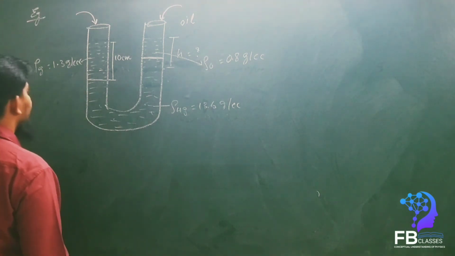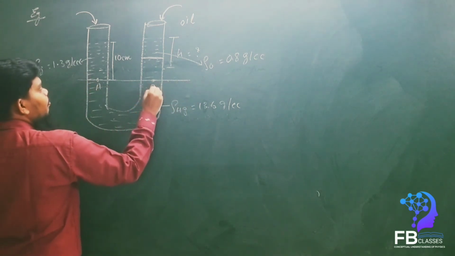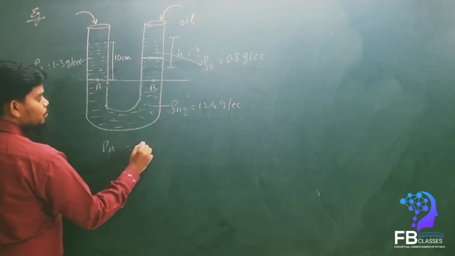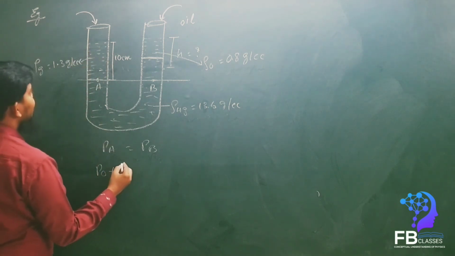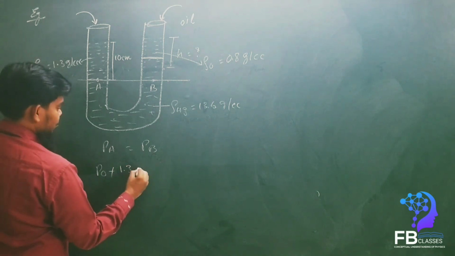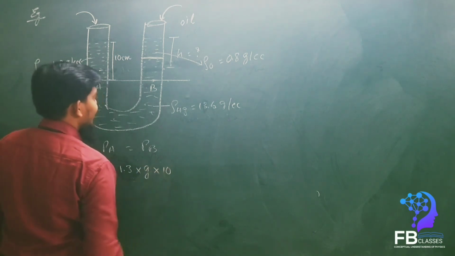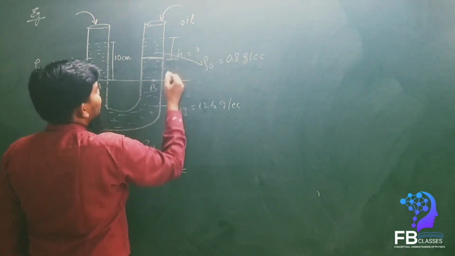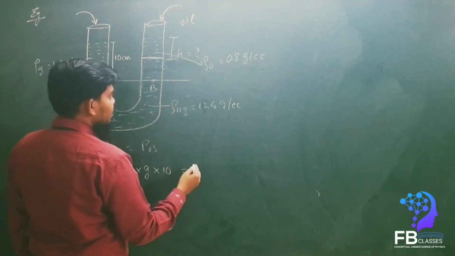See here. If you take this horizontal line, let this be point A and this be point B. Now, PA is equal to PB. On this arm, P net is P naught plus 1.3 into rho g, that is g into height 10, equal to this side. Consider this total height. Initially it is H, and now we have to find out this height.